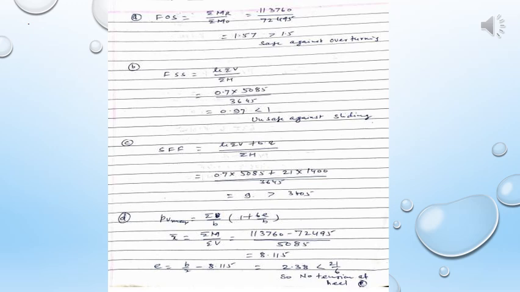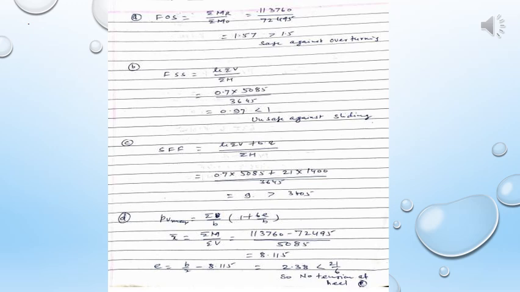And the factor of safety against sliding, FSS, is mu times the summation of V upon summation of H. Here mu is given as 0.7, and so it comes out less than 1. So this is unsafe against sliding.